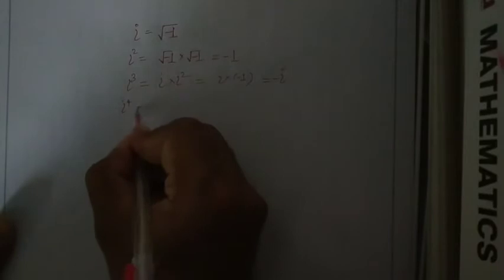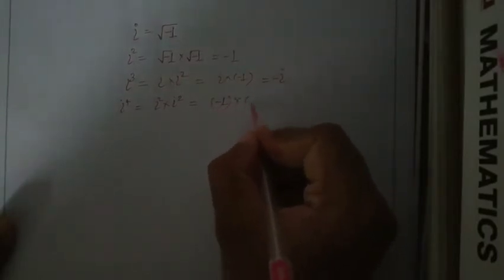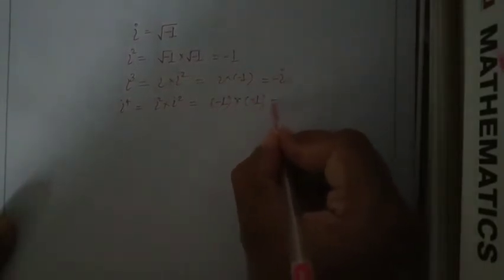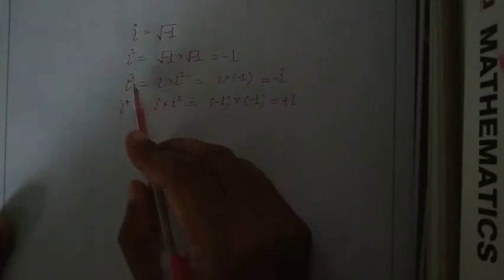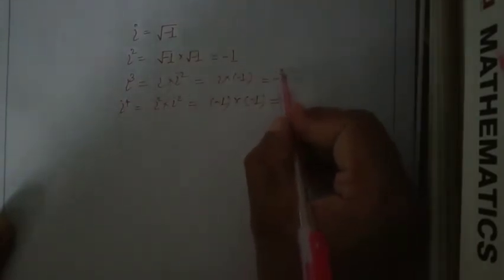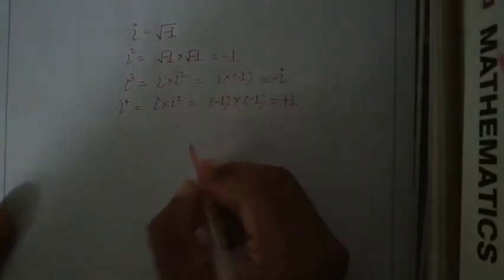What will be i to the power 4? i to the power 4 can be written as i square into i square. i square we already have as minus 1, into minus 1. So finally the product of minus 1 and minus 1 will be plus 1. So you get i to the power 4 is plus 1, i square is minus 1, i cube is minus i, and i is numerically under root minus 1.